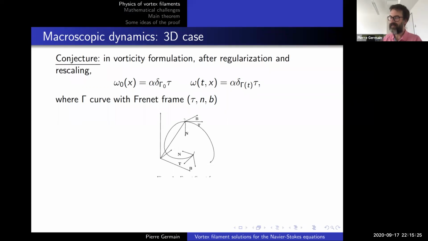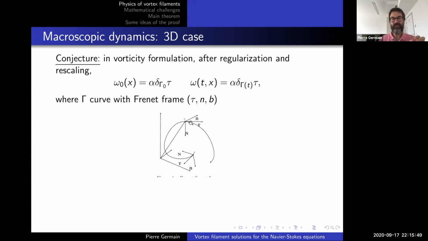Now this cannot happen as simply as in 2D. You do have to rescale time, but before getting there, let me explain just the geometric notation. So gamma is the curve along which the vorticity is supported.